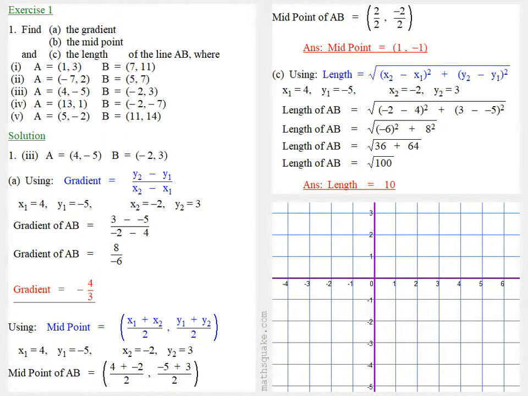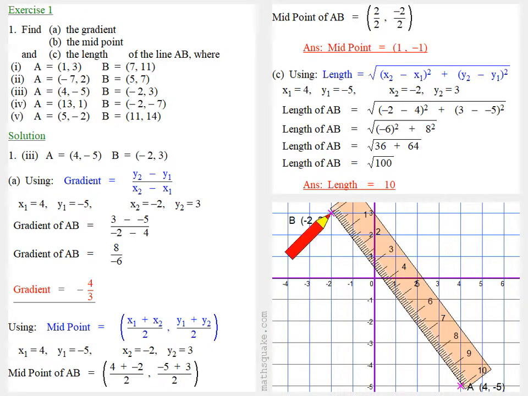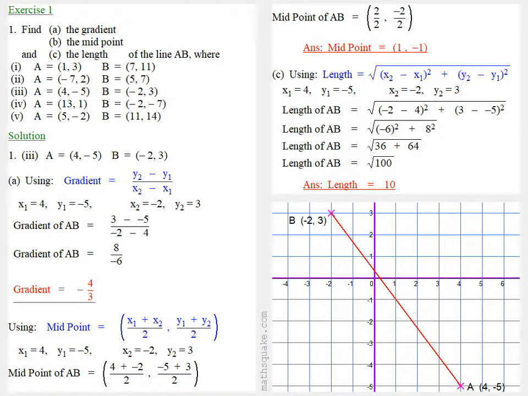And we can see this in a diagram. If we mark the coordinates (4, -5) and (-2, 3), we can draw the line AB. We can draw a triangle underneath it. We see the base is 6 and the height is 8. That means the gradient is 8 over 6, but the slope is downhill, so the gradient is -8 over 6, which is -4/3.